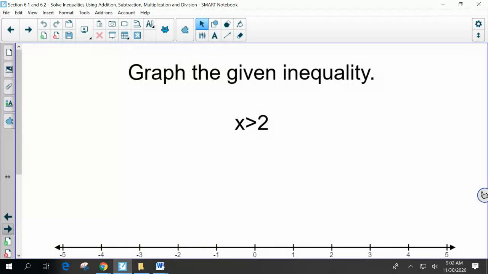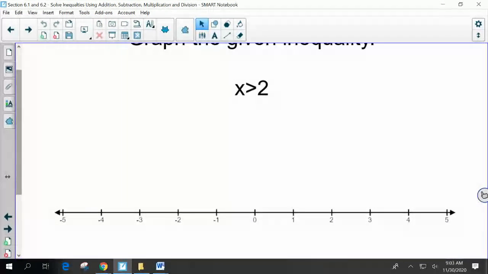Okay, so what we're going to do is graph the given inequality. X is greater than 2. So this would be an open circle because it doesn't have the or equal to. So I put an open circle above 2 like that. And then it's X is greater than.